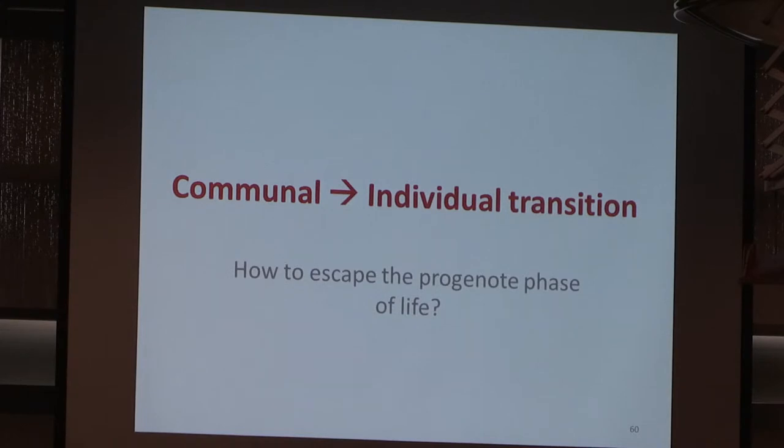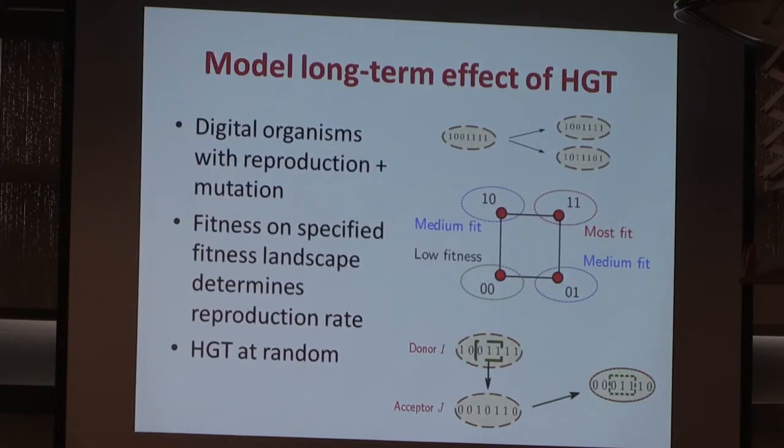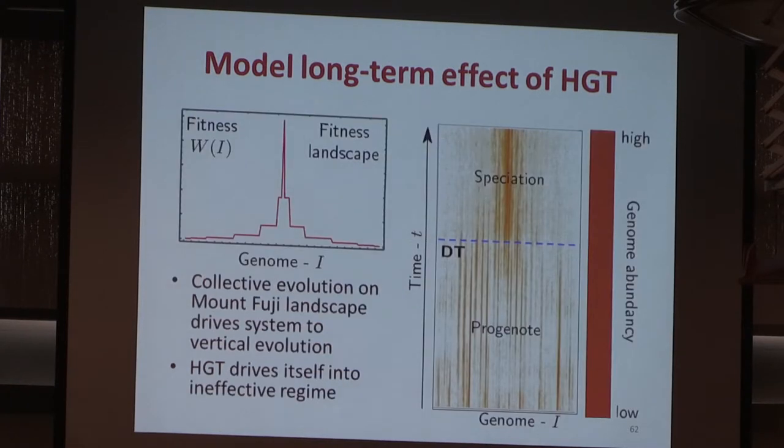Now, how do we escape this collective phase of life, the one that Woese and Fox call the progenote? Well, it turns out that you can study that with digital organisms too. I'm not going to go through the details. We simulated organisms which can reproduce and mutate. They have a fitness landscape. We do horizontal gene transfer at random. And what we discovered, and this is unpublished work, is that if you start off with a progenote phase, the system basically drives itself into a phase where you then encounter vertical evolution and the formation of individual organismal lineages.